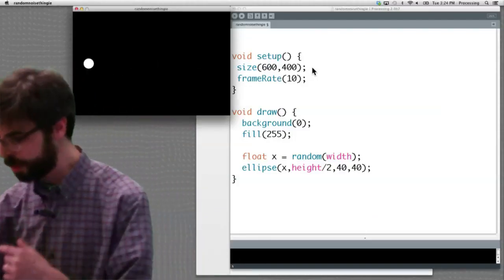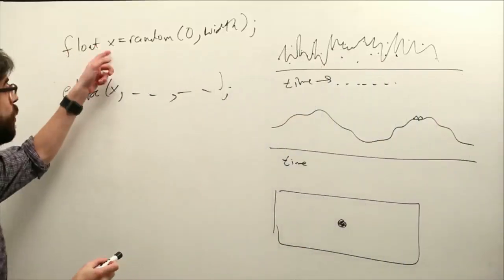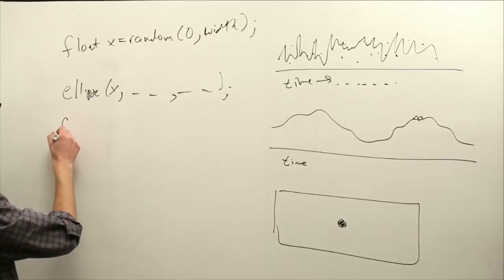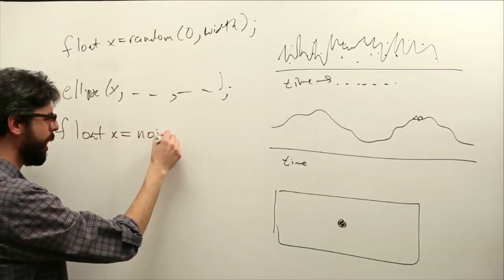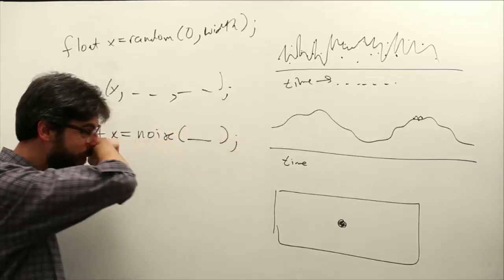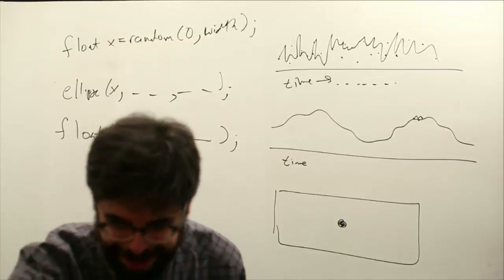So what we want to do is start looking at code for doing this with Perlin noise. We want to say float x equals noise something. So this is an interesting question now. Crap. I'm really botching this.